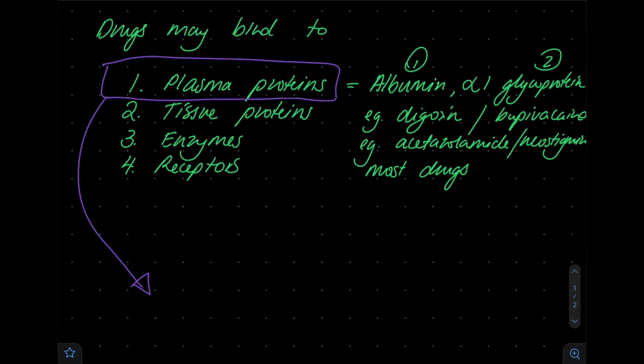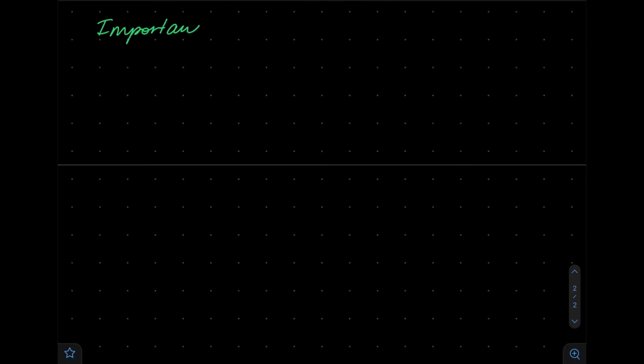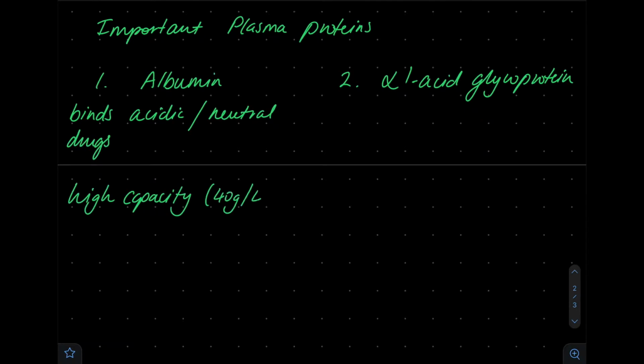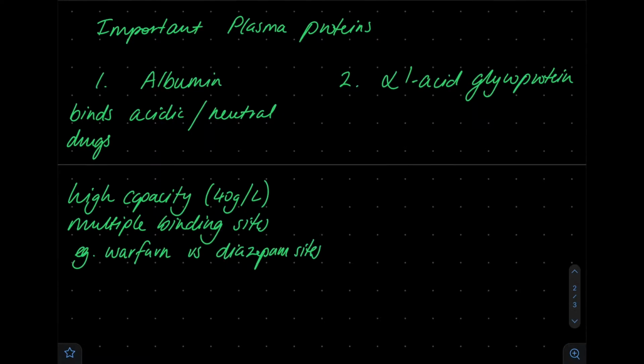Now we're going to look at the key plasma proteins in more detail. Starting with albumin, it binds acidic and neutral drugs, and it has a high protein binding capacity due to high concentration in plasma. That is, there's a lot of it in plasma, specifically 40 grams per litre, and there's also multiple binding sites on albumin, for example, the warfarin and diazepam binding sites. It is a negative acute phase reactant, which means its levels fall during inflammation and illness.